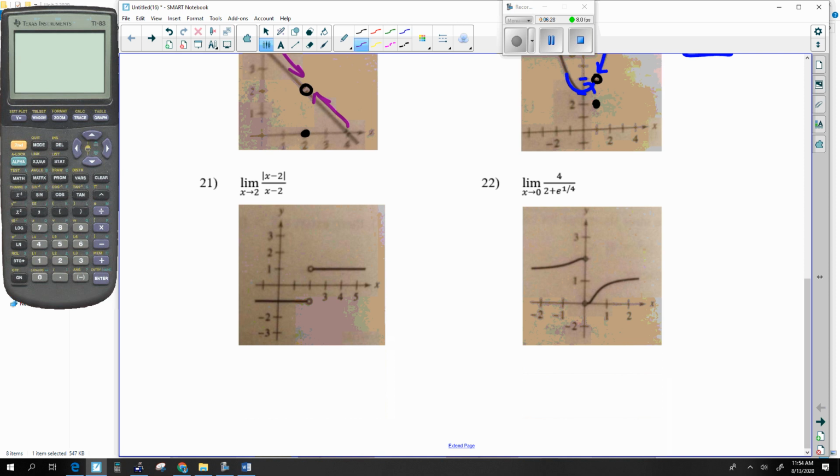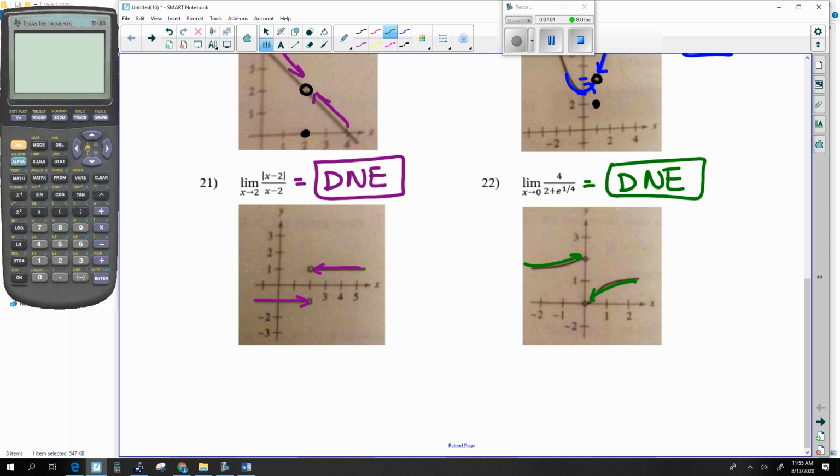The absolute value as a fraction going to 2. The left points to -1. The right points to +1. They don't point to the same thing. Does not exist. They don't point to the same thing. Okay, this wacky graph going to 0. So the left says it should be at 2. The right says it should be at 0. They don't match. They don't point to the same dot. That does not exist.